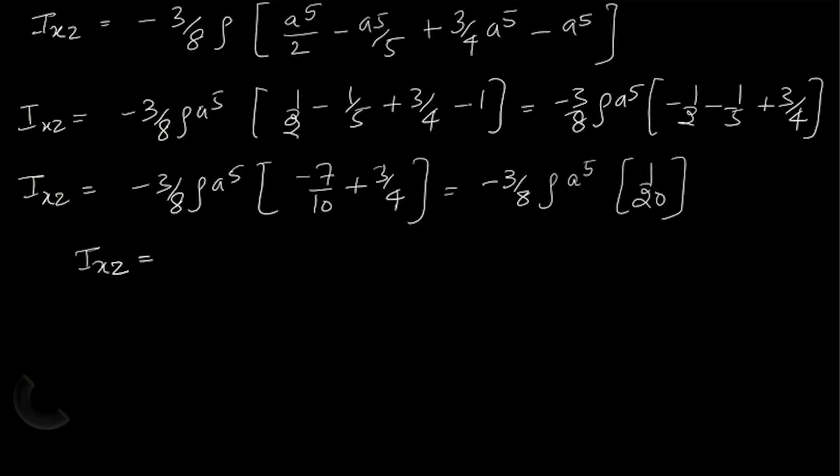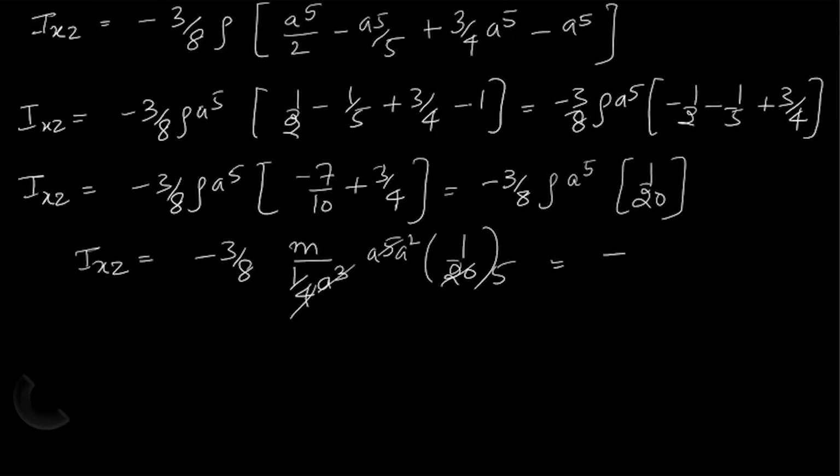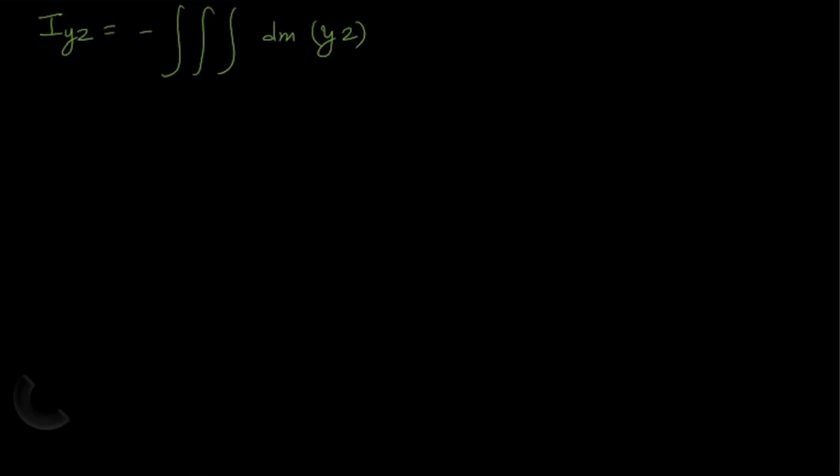So let's put in for rho now. Minus 3 over 8 mass over volume and then a^5 and then 1 over 20. So we can cancel this 4 with 20. So we are left with minus 3 over 40 m a square. So this is our third element. So let's move to the next element, Iyz.